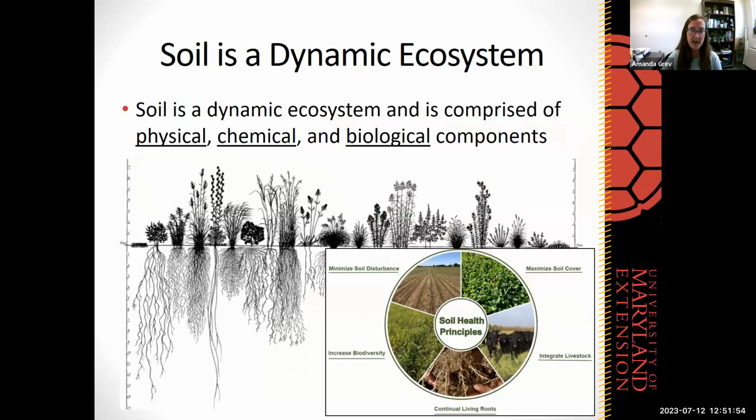So with that, I'm going to wrap up by saying to remember that our soil is a very dynamic ecosystem. We have physical, chemical, and biological components in the soil, and following the soil health principles that you may be familiar with, things like minimizing soil disturbance, maximizing soil cover, increasing biodiversity, making sure we have continuous living roots in our soil, and integrating livestock, all of those things can work to improve not only the physical or chemical, but also the biological component of that soil, which may help with our overall soil health and overall nutrient availability in our soils.